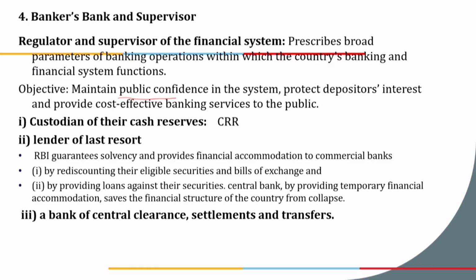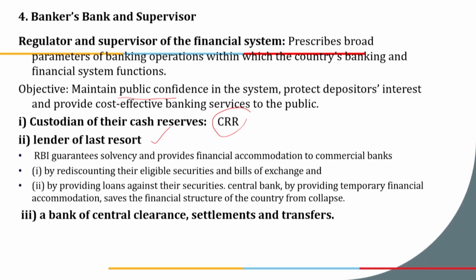And while doing that, acting as a banker's bank and supervisor, it is the custodian of the banks' cash reserve. You already know the cash reserve ratio: of the total demand and time deposits, a certain fraction has to be kept with the central bank as reserve. The second one is to act as the lender of the last resort. In case a bank is in a deep financial crisis, the central bank would act as the lender of the last resort, and also acts as a bank of central clearance, settlement and transfers.